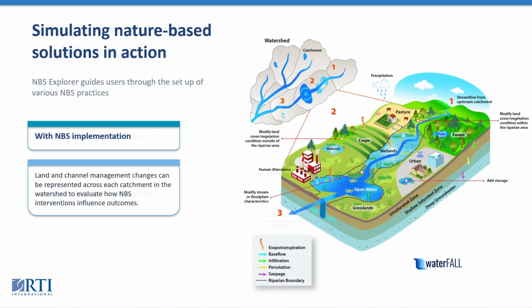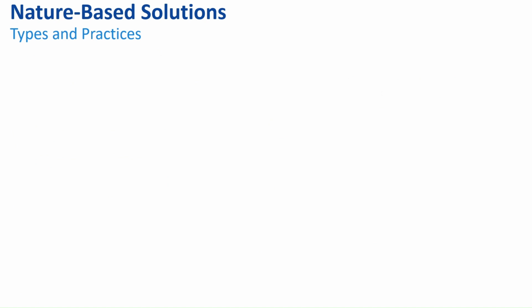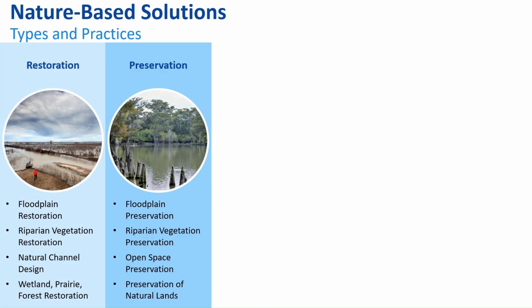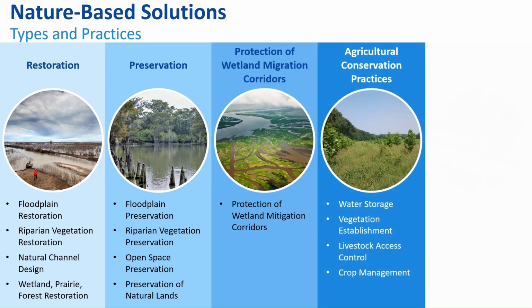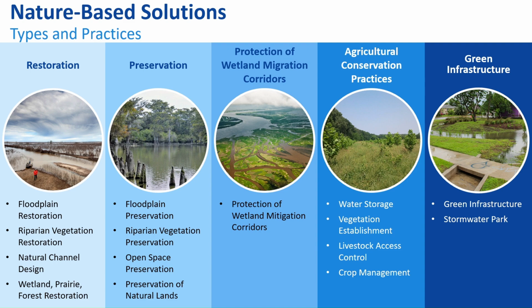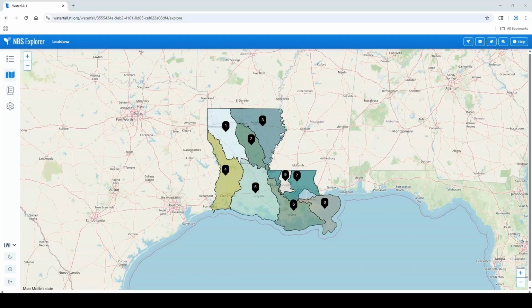Nature-based solutions use natural ecosystems, like high-quality natural lands, floodplains, wetlands, and rain gardens, to absorb floodwaters, enhance water quality, and buffer storm impacts. The NBS Explorer evaluates 5 main types of NBS: restoration, preservation, wetland migration corridors, agricultural conservation practices, and green infrastructure. Let's explore how NBS Explorer works using an application for the Louisiana Watershed Initiative.